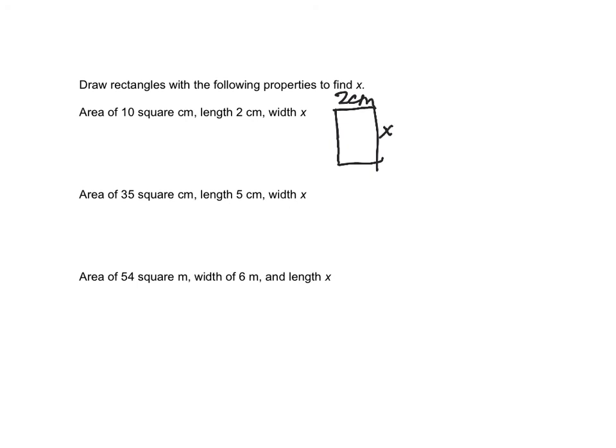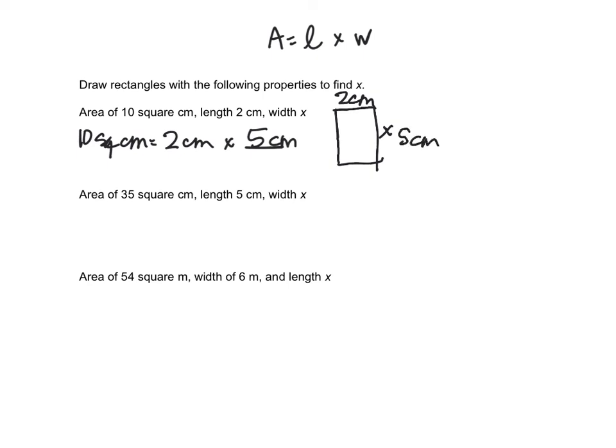We do know our area, so going back to that formula of area equals length times width, we're going to just plug numbers in. So we have an area of 10 square centimeters. So I'm going to put that in there for area. And I know my length is 2 centimeters. And I don't know what my width is. So I look at that and I say, well, 2 times what equals 10? And you should have come up pretty quickly with 5 centimeters as the x on that side.